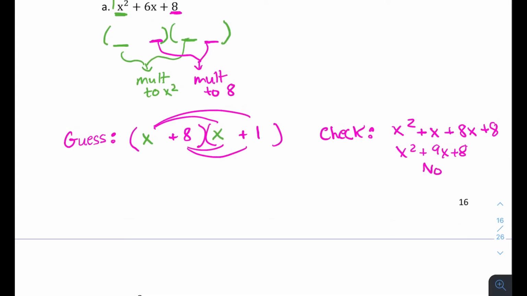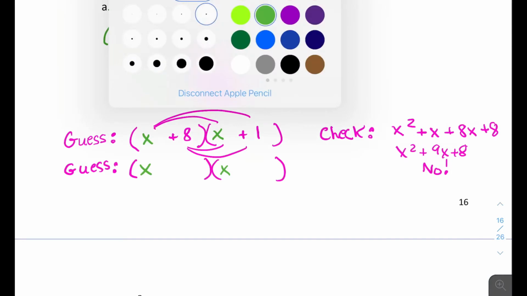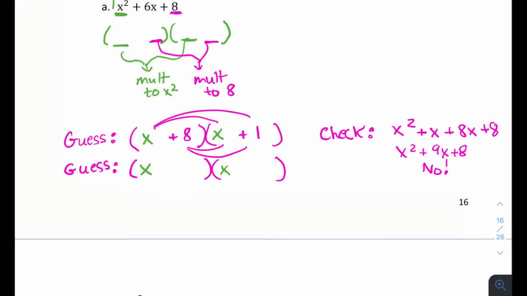So we are going to have to guess again. So guess something else. It still has to be x and x because those are the only factors of x squared. But 8 could be 4 and 2 maybe. So I'm going to try x plus 4 times x plus 2. And then I'll check it by multiplying back together.